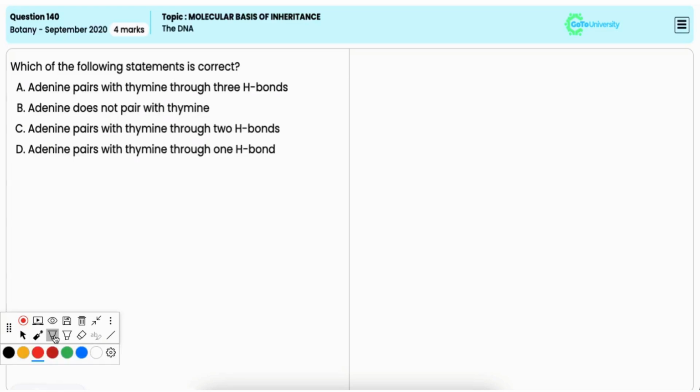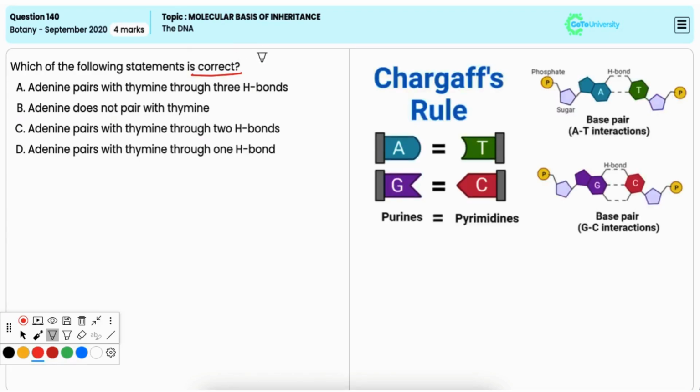In this question, you have to identify the correct statement regarding DNA. Option A, adenine pairs with thymine through 3 hydrogen bonds. This is incorrect because adenine pairs with thymine through 2 hydrogen bonds and not 3.